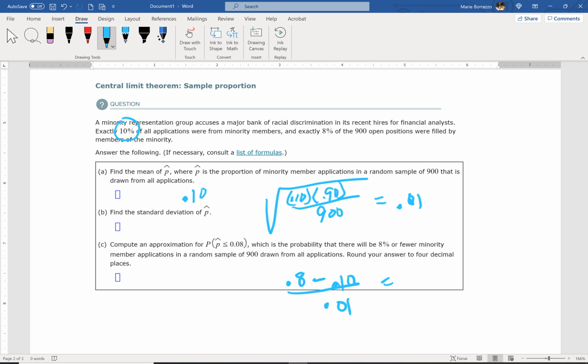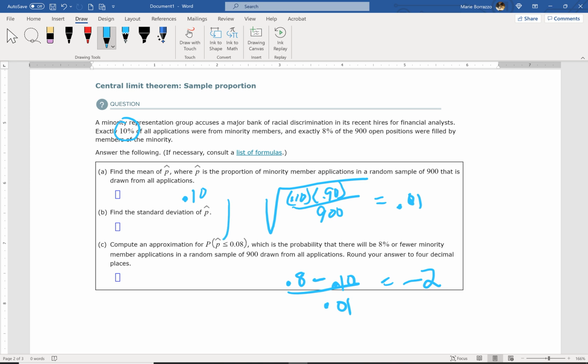That's a very strange answer I just got. Let me try that again. Must have punched something in wrong. 0.8 minus 0.10. Oh, that's why. It's 0.08. 0.08 minus 0.10 gives me negative 0.02 divided by 0.01. That tells me that the z-score is -2.